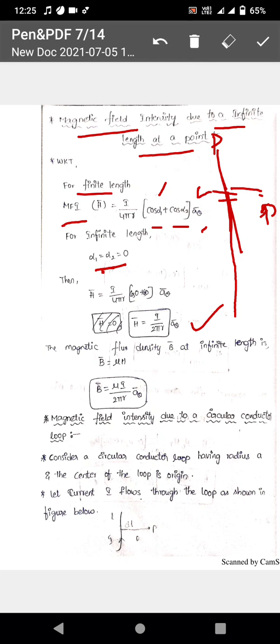It is very simple. The magnetic flux density B bar at any point P is B equals mu H. Similarly, B equals mu I by 4 pi r times the bracket. Simply, if you know H, you can calculate B, that is B equals mu I by 2 pi r, because cos 0 plus cos 0 is 2, which cancels with the 4, giving I by 2 pi r. In this manner we can calculate easily. Next we go for magnetic field intensity due to a circular conductor. That is a different derivation from this point of view.